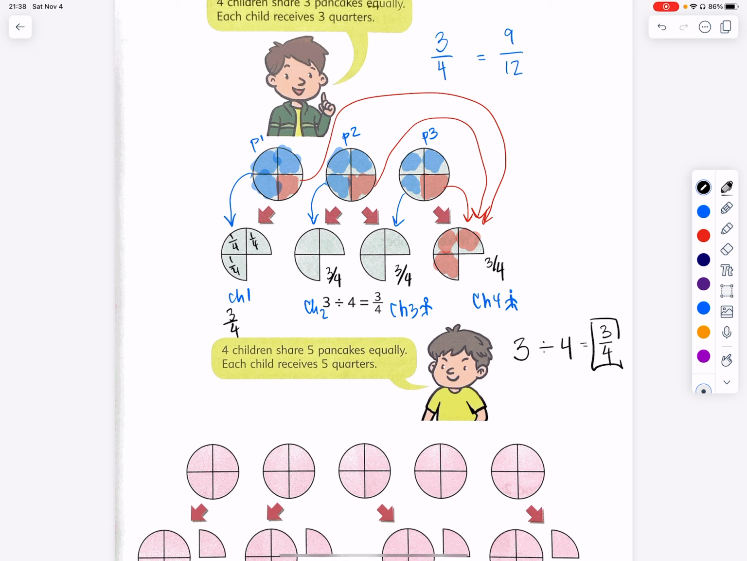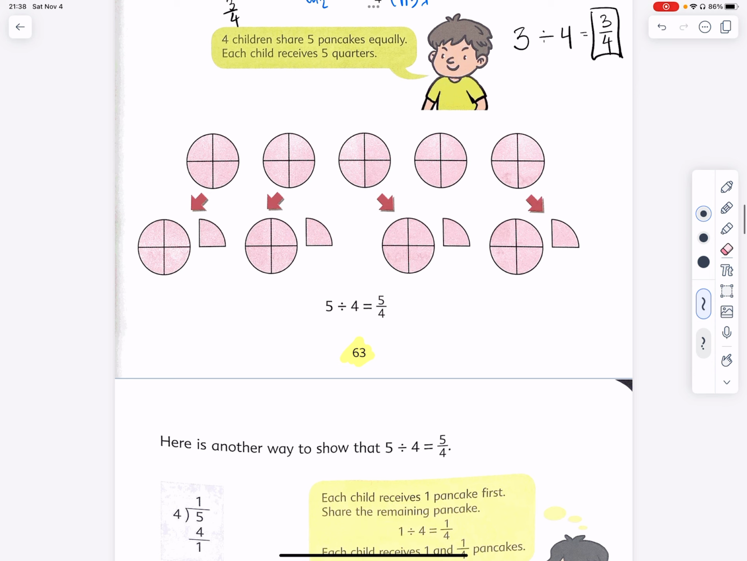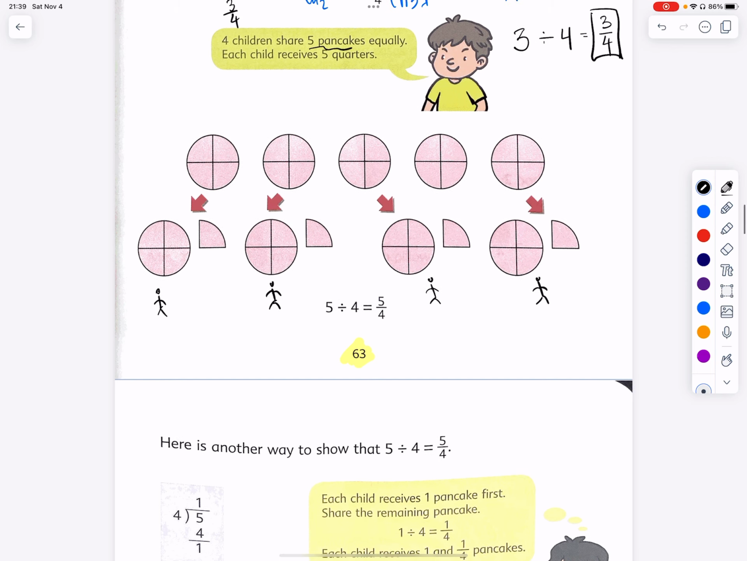I want you to look carefully into this number statement as we move forward. Let me clean up my writing and my drawing. As we move down to the next example, we have 4 children, the same 4 kids, right? We have the 1st kid, 2nd kid, 3rd kid, and 4th kid. And what are they sharing? They're sharing 5 pancakes: pancake 1, pancake 2, pancake 3, pancake 4, and pancake 5.